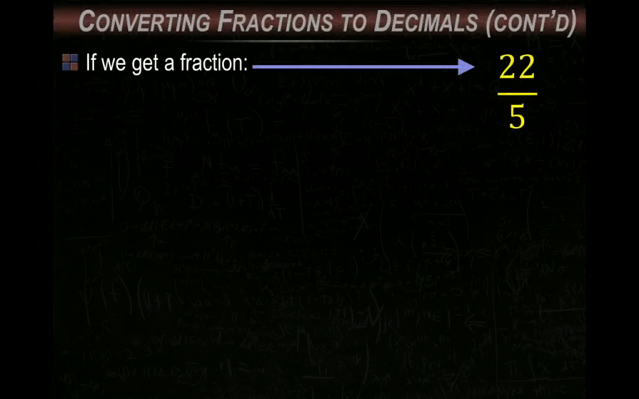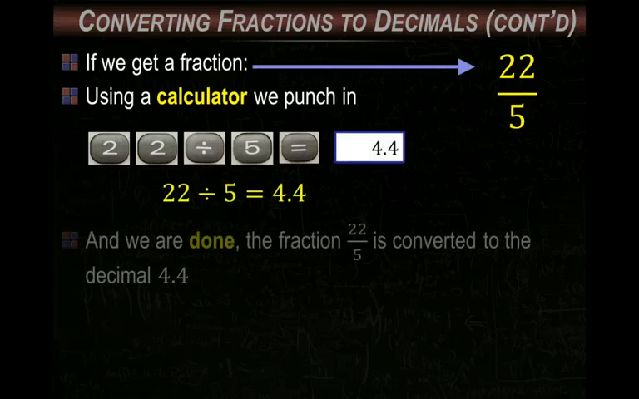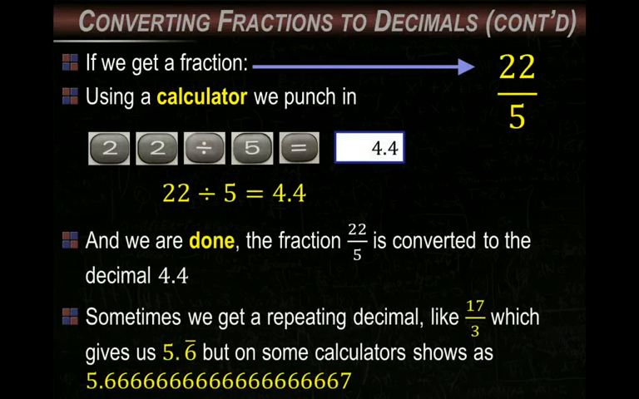So let's get the fraction going. This is an improper fraction, 22 over 5. Doesn't matter. It could be improper or proper. If I want to convert this to a decimal, if I have a calculator, I would just punch it in. 22 divided by 5 equals 4.4. Done. I've converted that fraction to a decimal.